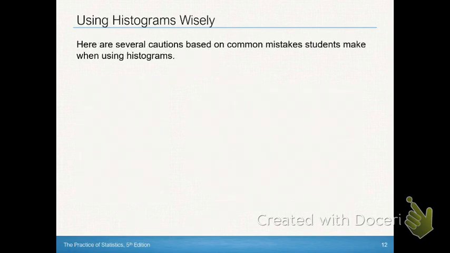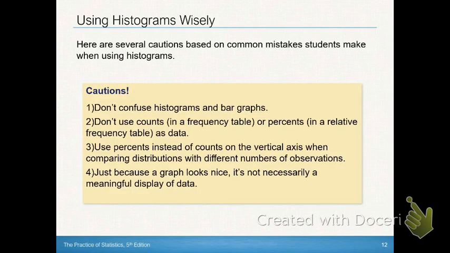Some things you want to be on the lookout for, some common mistakes for histograms. So again, be very careful here. A common mistake is to confuse a histogram and a bar graph. Remember, bar graphs have the spaces between, and that's for categorical data. Histograms have no spaces between, and that's for quantitative data. Be careful about the numbers that show up in the tables. They're not your data. They are how high your bars would go.